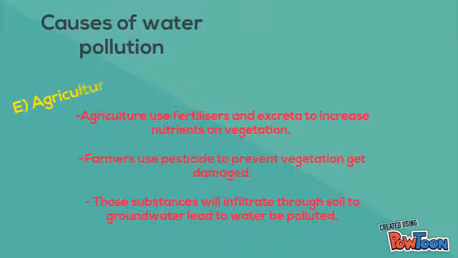Last but not least, the agriculture sector. Agriculture uses fertilizer and excreta to increase nutrients for vegetation. Farmers use pesticide to prevent vegetation from getting damaged. Those substances will infiltrate through soil to groundwater, leading to water being polluted.